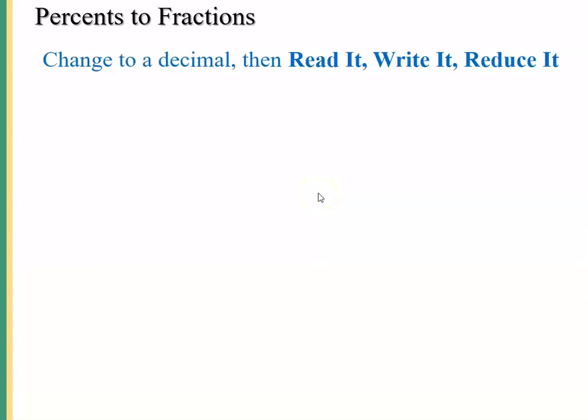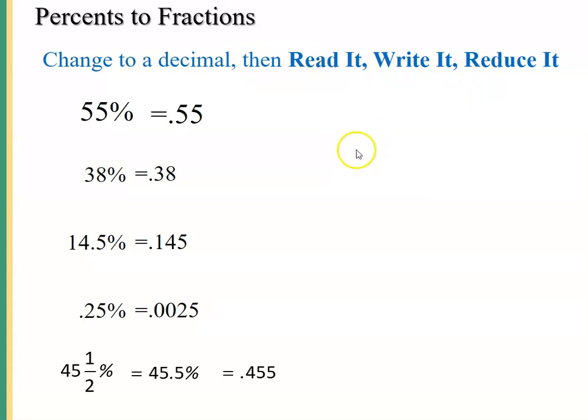Now let's go to percents to fractions. To change it, change to a decimal first, then read it, write it, and reduce it. How to do that? We have 55%, which is 0.55. So what you're going to do, this one is over 100.